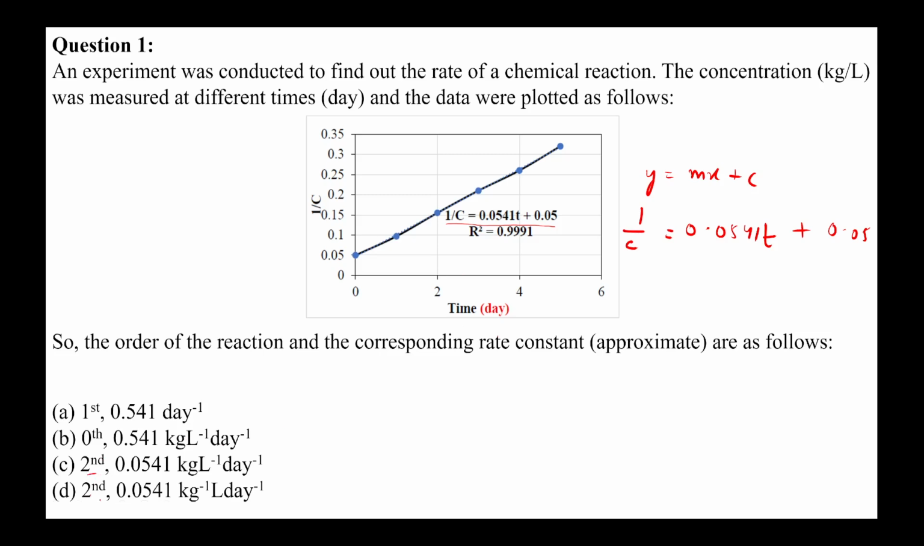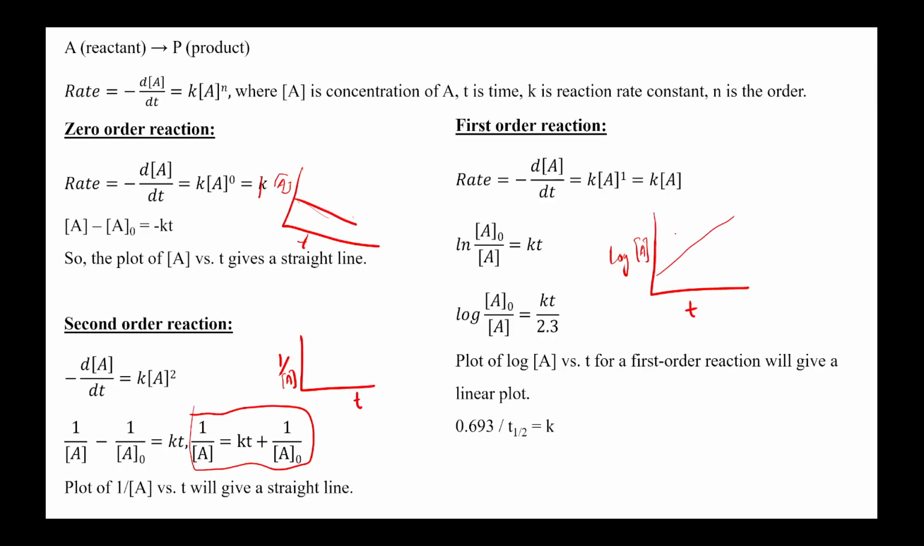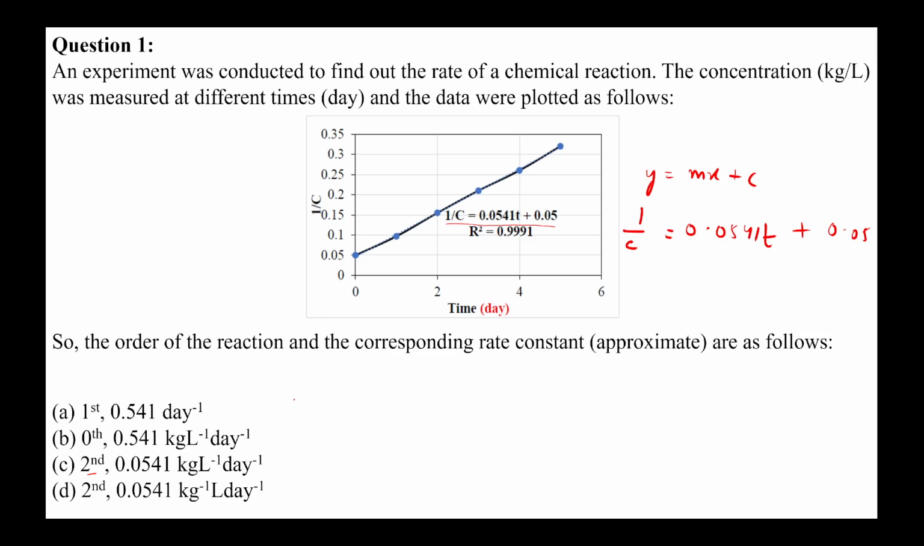So we have two options here for second order reactions, right? Now we have to see what would be the rate constant. If you again see this equation, k is the rate constant, so that is the slope of the straight line. So the rate constant is 0.0541. Now 0.0541 is again there in both the options. So now you have to pay attention to the unit that is there.